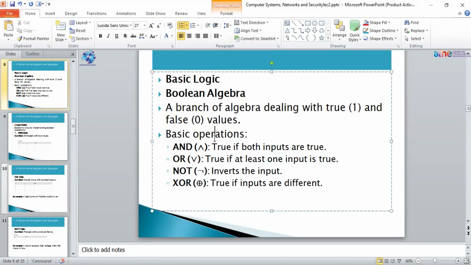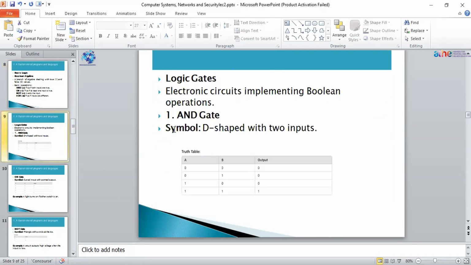So, to deal with these zeros and ones, we have four types of gates or operations here. We have the AND operation, the OR operation, the NOT operation, and the XOR operation. So what is AND? AND says that the output will be true if both inputs are true. And the OR operation says that if at least one input is true, then the result will be true. We will see all of these operators one by one.